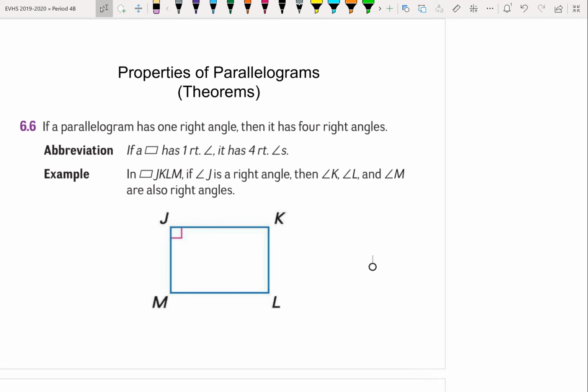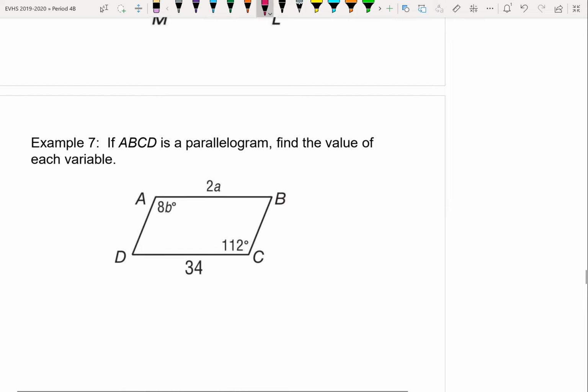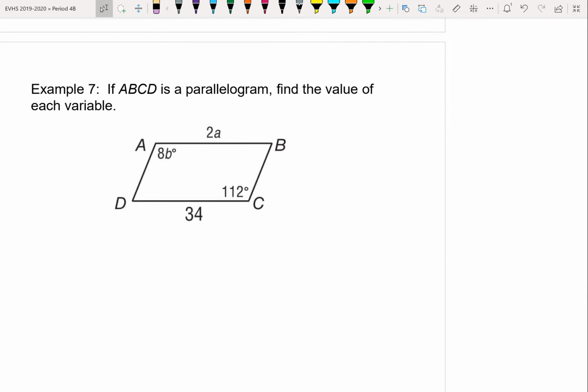Now, also, if a parallelogram has one right angle, then it has 4 right angles. This is actually pretty easy to see as well because, well, we just talked about our angle properties here. If J is 90, then L, being congruent to it, also has to be 90. And we know that consecutive angles in a parallelogram must be supplementary. So if this is 90, then that must also be 90, and then the exact same logic gets you that K is a right angle. So one right angle means they are all right angles, provided that you have a parallelogram to start with. All right, let's do a few examples here.